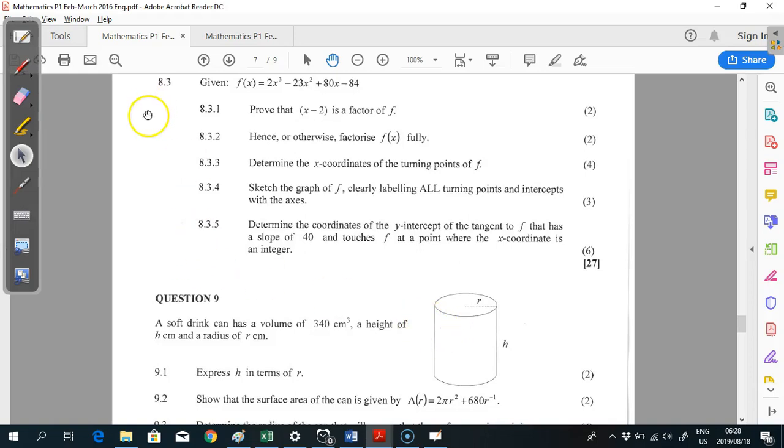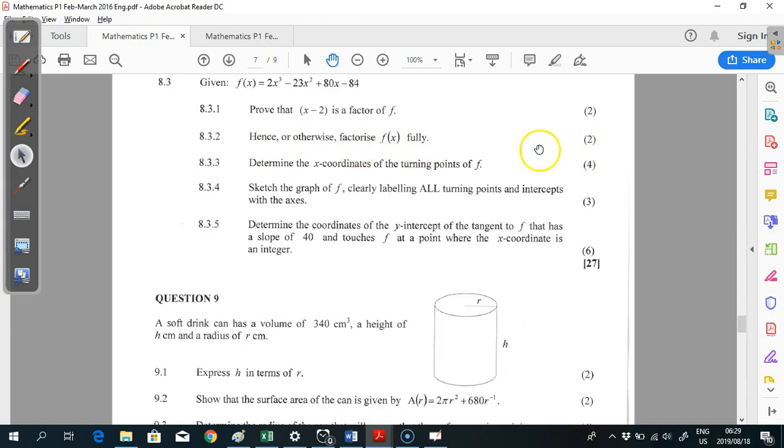Okay, we're back. We're looking at paper 1, Feb March 2016. We've just done 8.3.1, so we've proven that x minus 2 is a factor of f. And then in the next question they say hence or otherwise factorize f of x fully. Now, very important tip: when they use the word hence, it means take the information that you have used or proven in the question before and apply it to answer the question that you've been given.